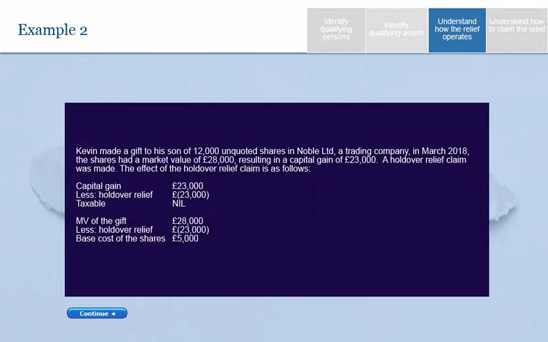Again, this is a very simple example where Kevin makes a gift of unquoted shares in Noble Limited. They're unquoted, so are qualifying assets in a trading company, so tick that box as well. We're given the market value of the shares and the gain arising, and therefore you can see where a holdover relief claim is made, the gain effectively goes away, deferred against the base cost of the shares for his son.